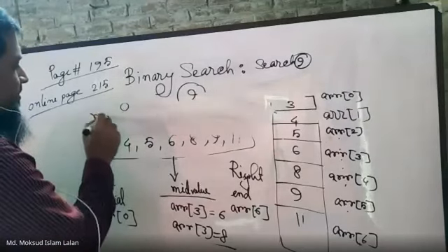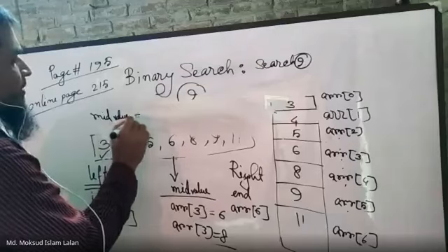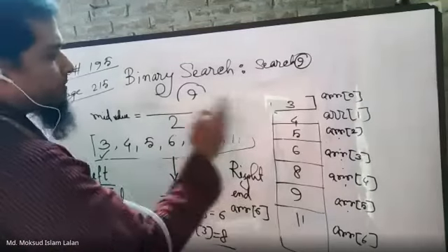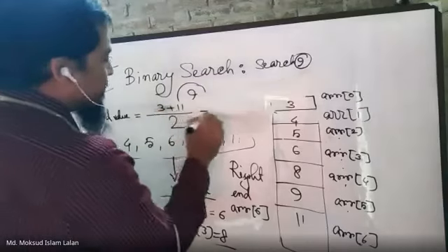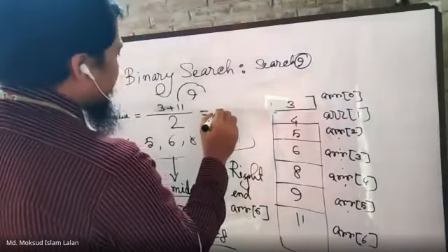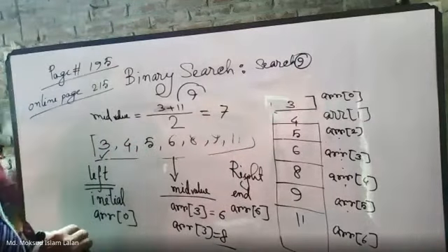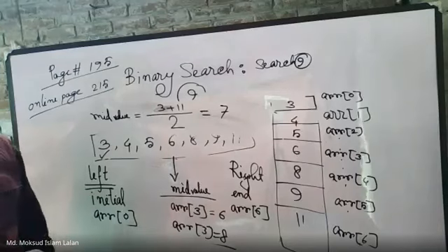How to find the mid value? Mid value is equal to what? What is the formula? Lower value plus upper value by 2. So what is the lower value? 3 and 11, right? So what is the point? 7, right?